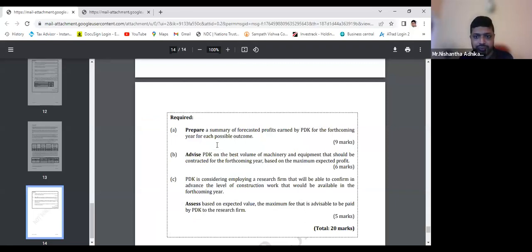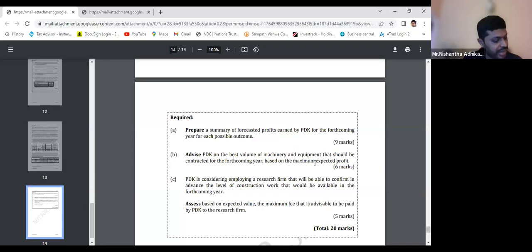Then next one, what they ask: advise PDK on the best volume of machinery and equipment that should be contracted for the forthcoming year based on maximum expected profit. Based on maximum expected profit, you have to calculate, right? What is the expected value?